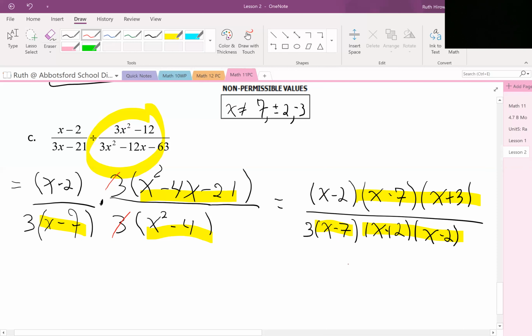Okay, cancel common factors. I got an x minus 7 on the top and the bottom, an x minus 2 on the top and the bottom, and here's what we're left with: x plus 3, all divided by 3 times x plus 2. Okay, so that was really the hardest example there.